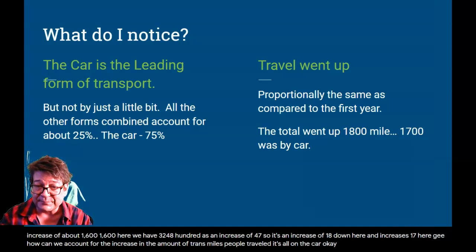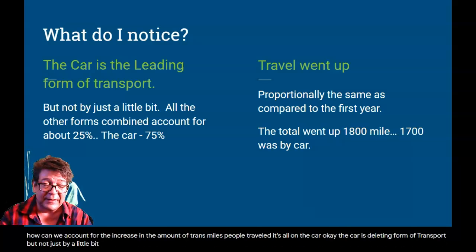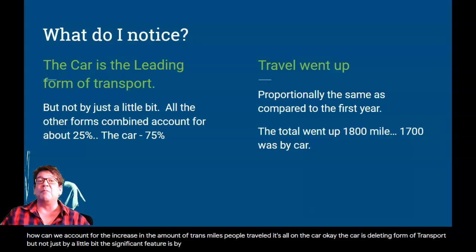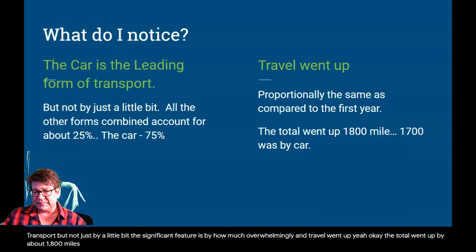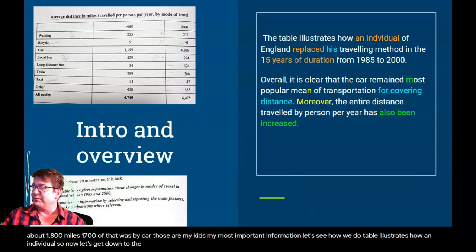Okay? The car is the leading form of transport, but not just by a little bit. The significant feature is by how much, overwhelmingly, travel went up. The total went up by about 1,800 miles. 1,700 of that was by car. So now let's get down to the actual nuts and bolts here.